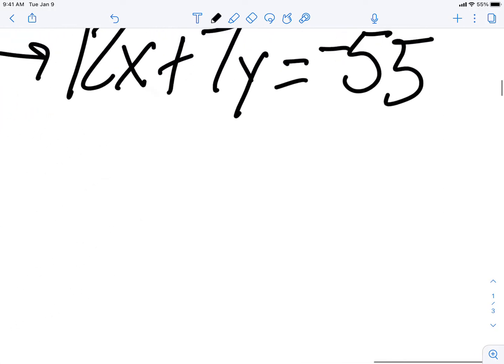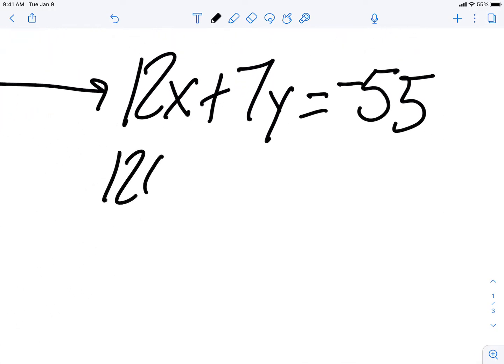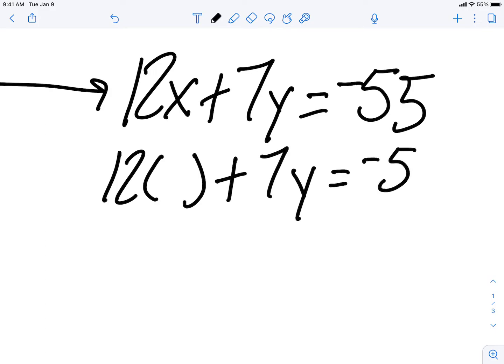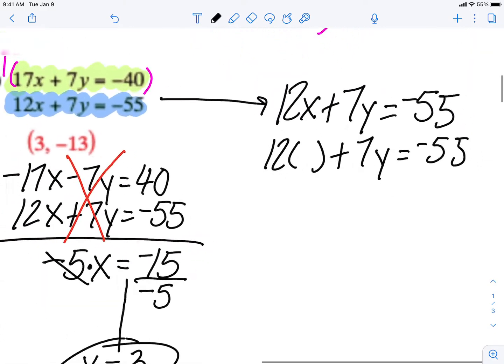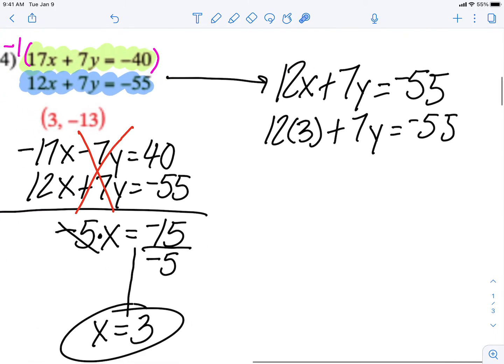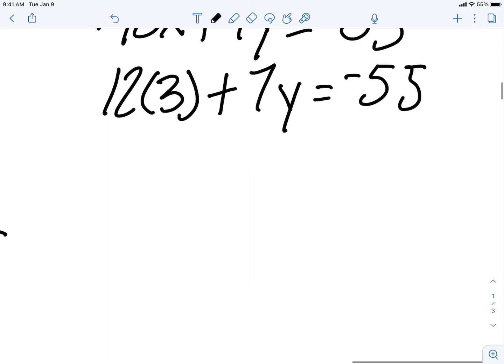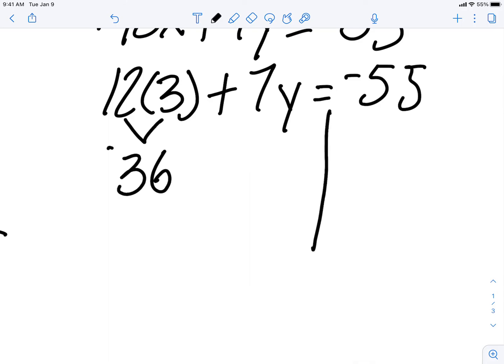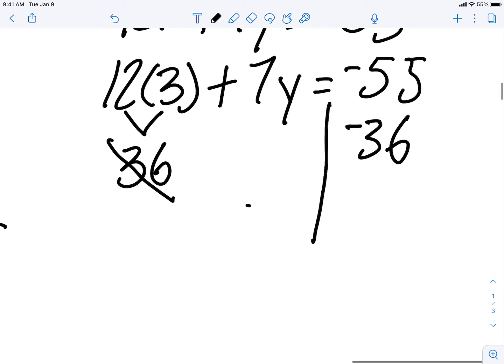So let's do that. 12 parentheses plus 7y is equal to -55. And 3 goes in here. Look at that. This 3 was x. I plugged it in there. So same steps, right? Multiply, I get 36. I'm going to move this 36 over as -36. I bring down my 7y. -55 and -36 is -91.